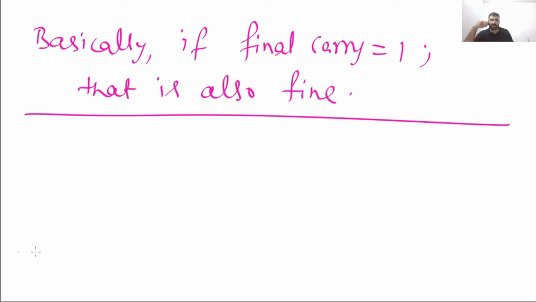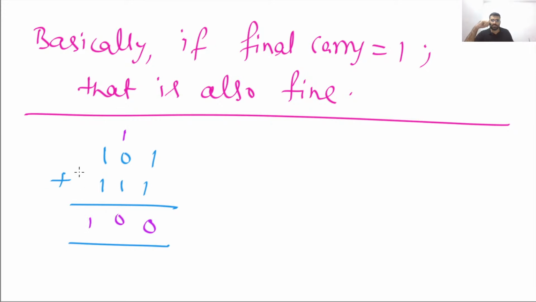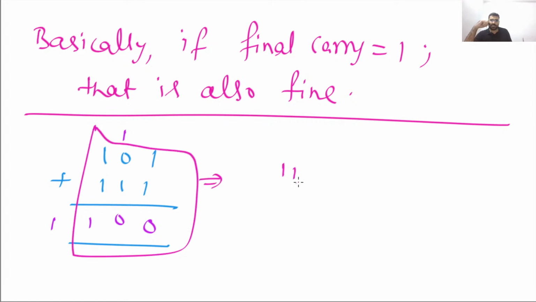Means if the final carry is 1, for example, you can notice 1 0 1, 1 plus 1 plus 1, that is also fine. So I will accept 1 1 0, 0 1 0, and 1 1 1. This I will accept.